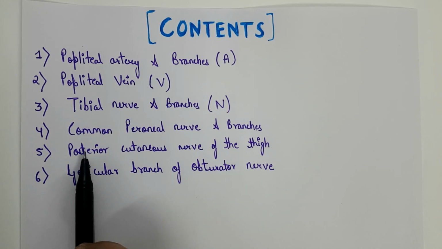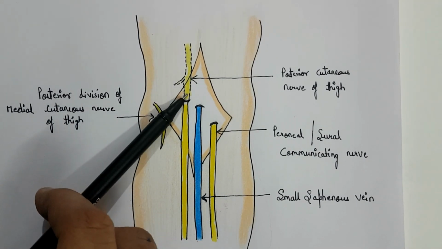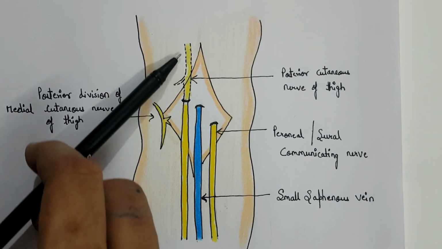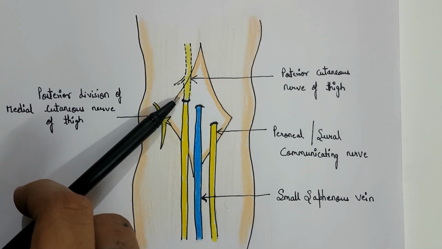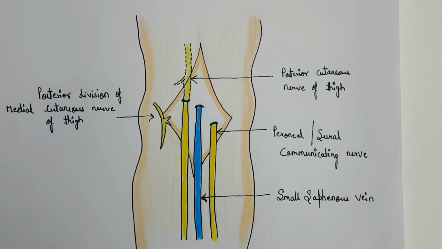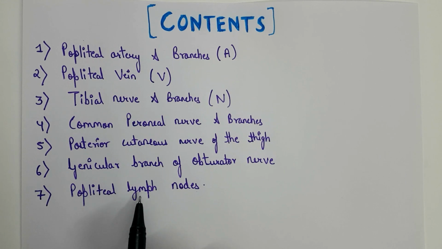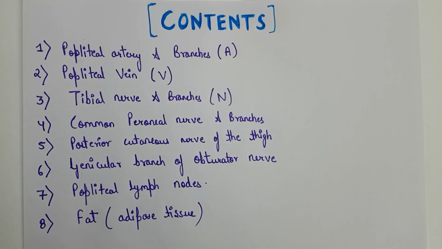Now let us talk about the posterior cutaneous nerve of the thigh a little bit. In this diagram, you guys could easily see that the posterior cutaneous nerve of the thigh first lies in the popliteal fossa and then pierces the deep fascia and enters into the superficial fascia, and finally becomes the content of the roof of the popliteal fossa. The next content of the popliteal fossa is the popliteal lymph nodes, which are present in the popliteal fossa.